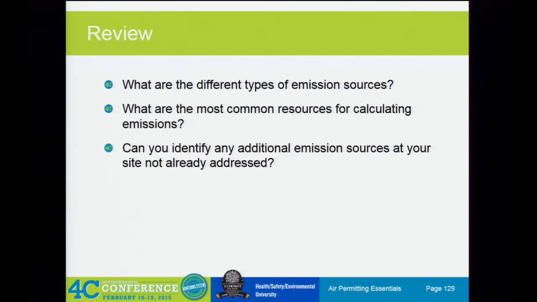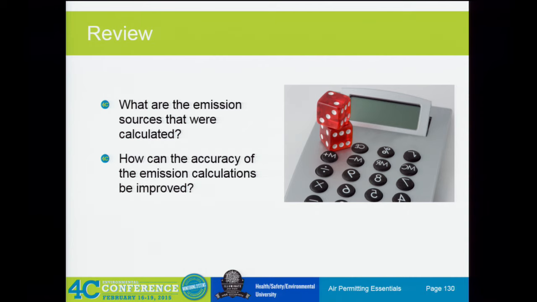What are the most common resources for calculating emissions? That'd be good for your wastewater. AP42, emission factors, vendor data, all good answers. Ideal gas law. Can you identify any additional? I just asked that. Okay.